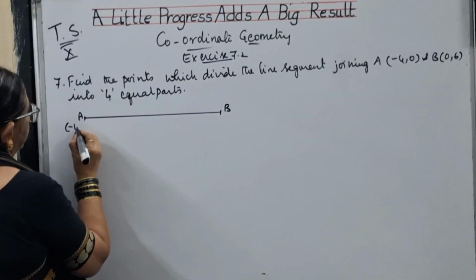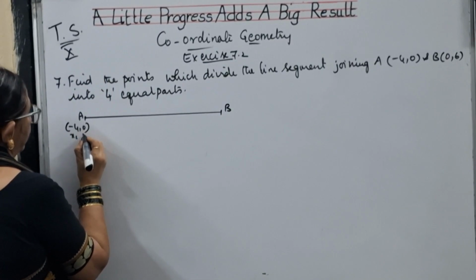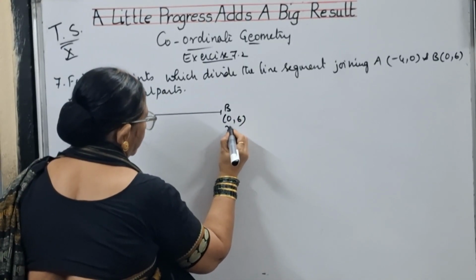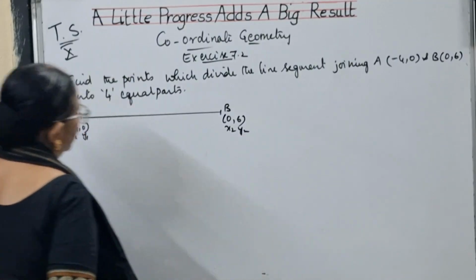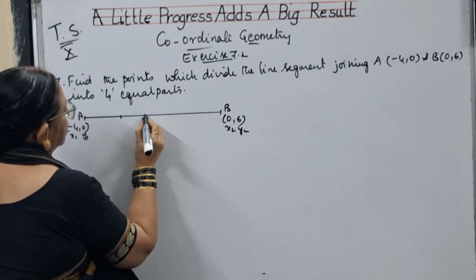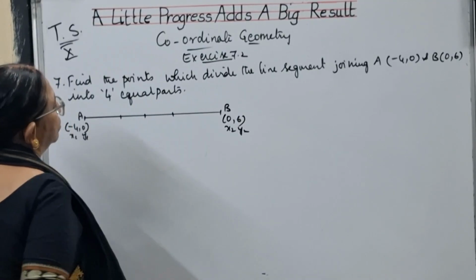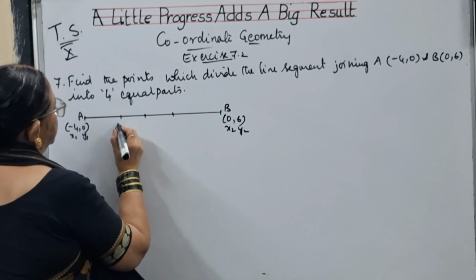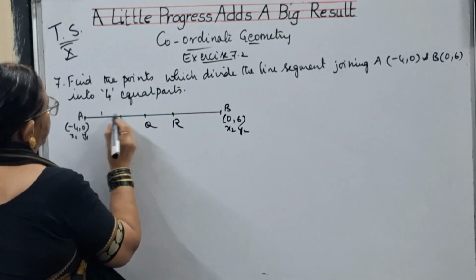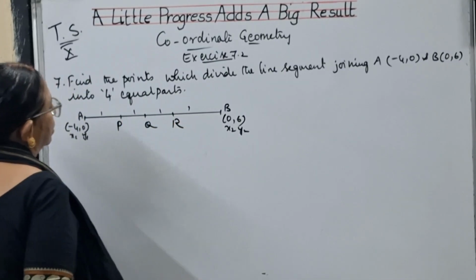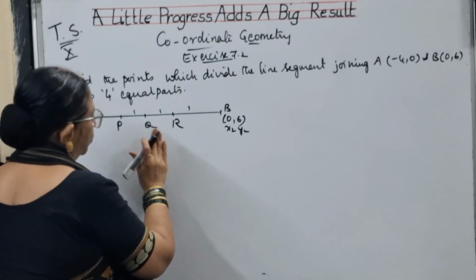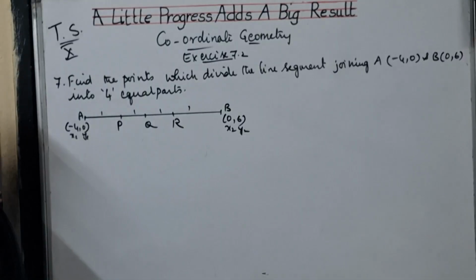A is (-4, 0), that is x1 and y1, and B is (0, 6), x2 and y2. It is divided into 4 equal parts. So this is 1, 2, 3, 4. Let me call the points P, Q, R. So each part is 1, 1, 1, 1. So we have to find out the coordinates of P, Q and R.